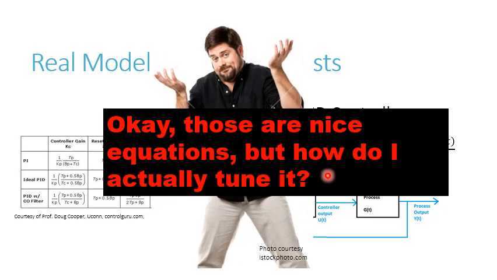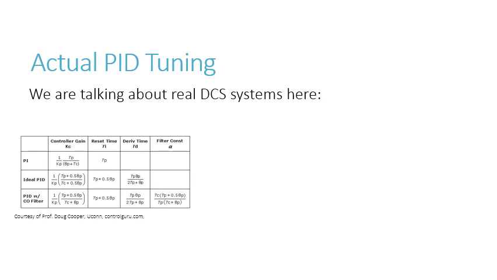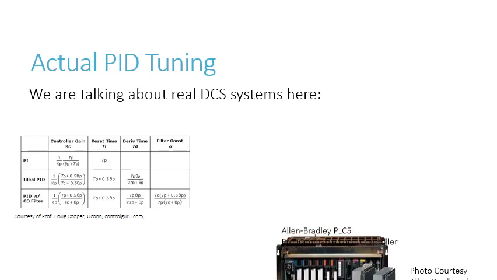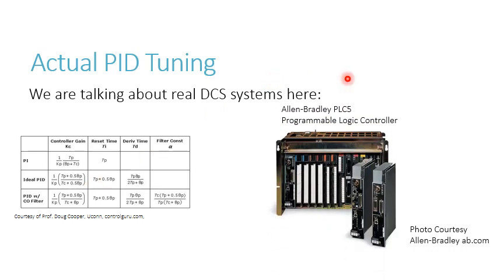But then the question is, what do you do with these formulas? Okay, so you've got your PID controller, and you've seen where these factors are, and you've seen how to obtain them, but okay, what do you actually do to tune your controller? Well, what we're talking about here is real distributed control systems that have equipment like this. This is the Allen Bradley PLC-5 PLC. It's a very famous and well-known PLC. There are a lot of experts out there. There are a lot of forums. You can get a lot of help.